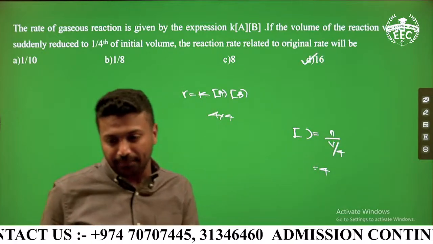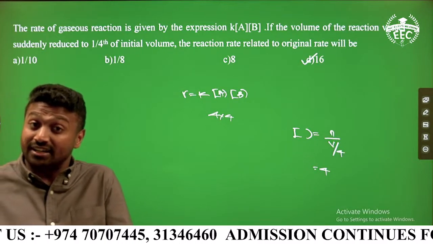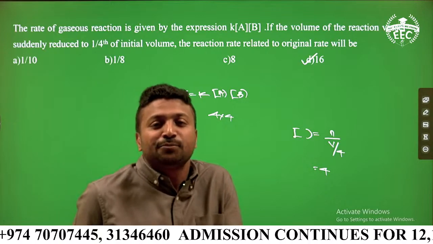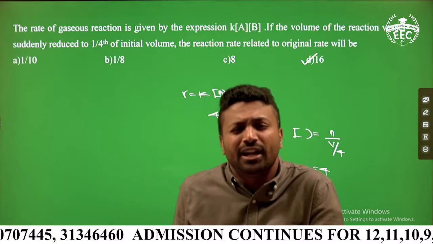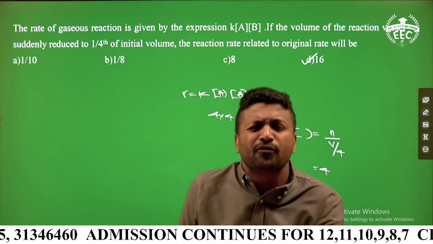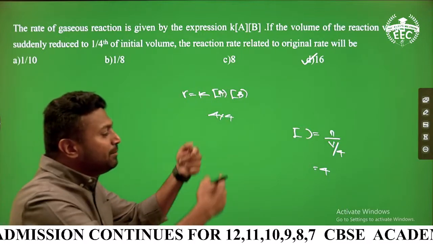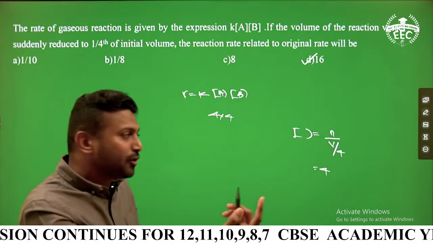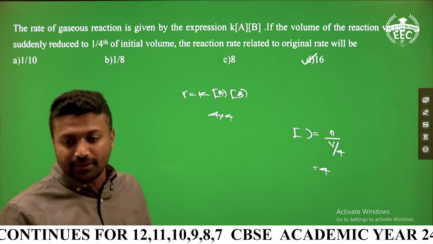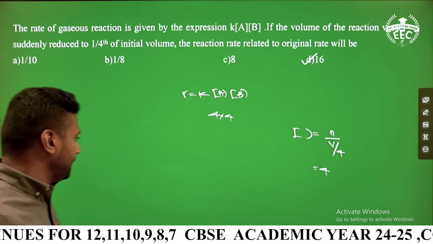Go with option D. Concentration is molarity, that's number of moles by volume. When volume is reduced to 1/4, concentration will become 4 times, so it's 4 into 4, which is 16. Option D is the right answer. Hope you are fine. Clear?